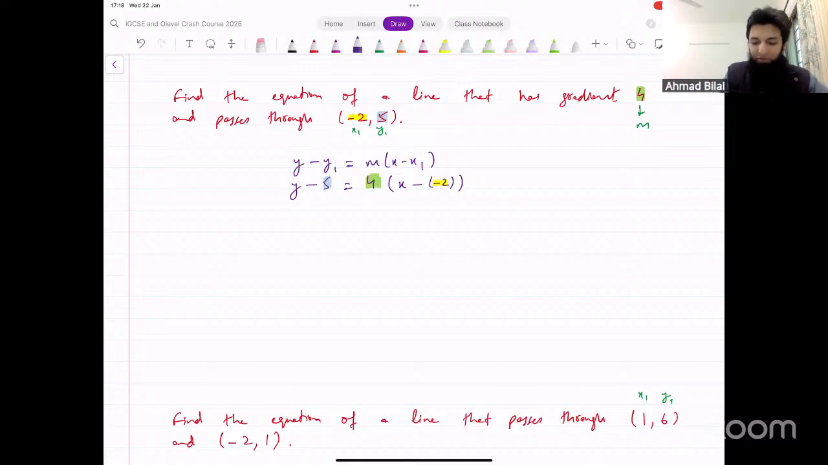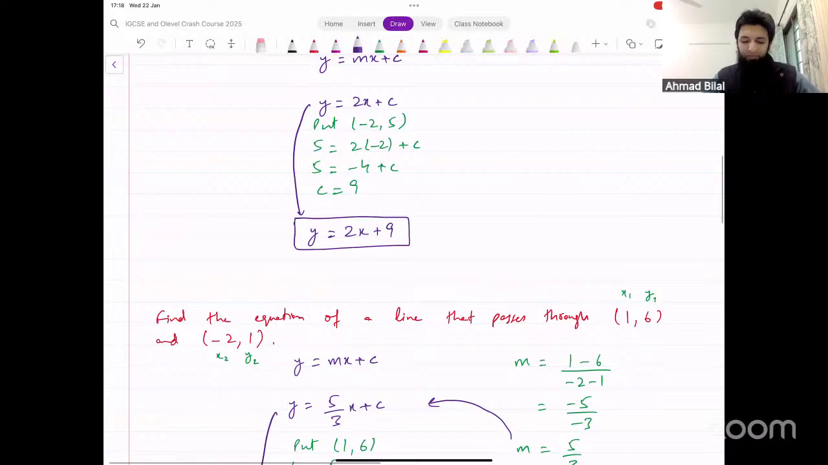We can simplify this and get the equation in standard form. y minus 5 equals 4 into x plus 2. And that will give you y equals 4x plus 4 times 2, which is 8, and then 5 from the other side. That becomes y equals 4x plus 13. That's the equation of this line that we were looking for.